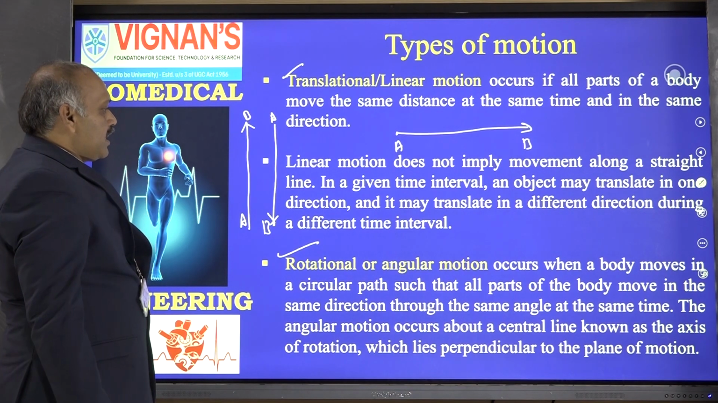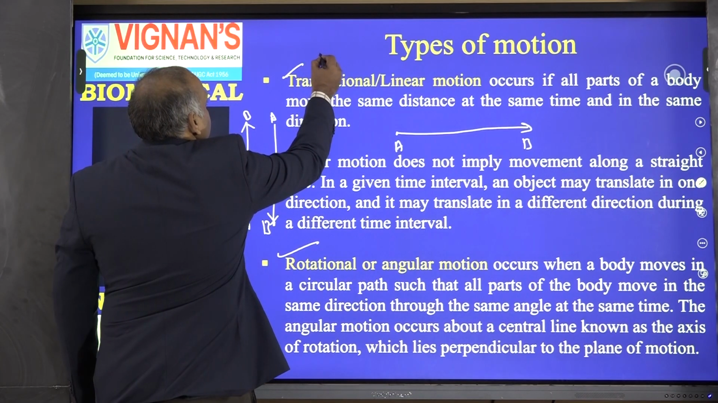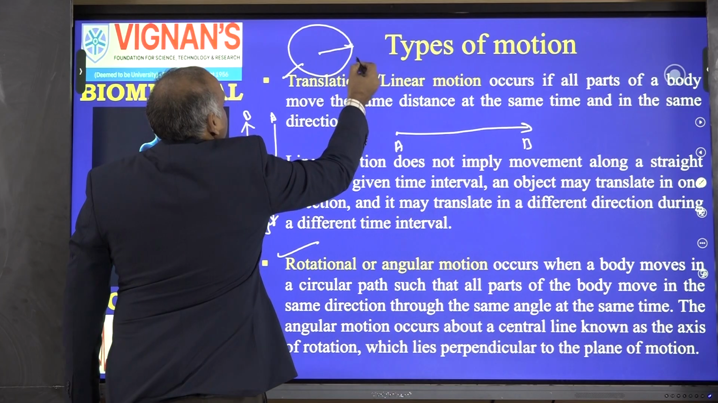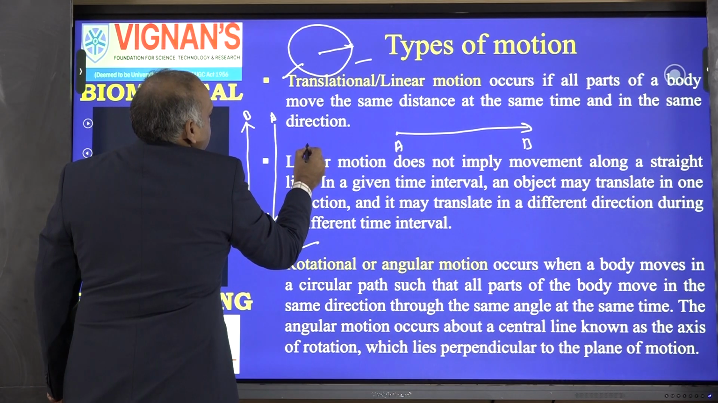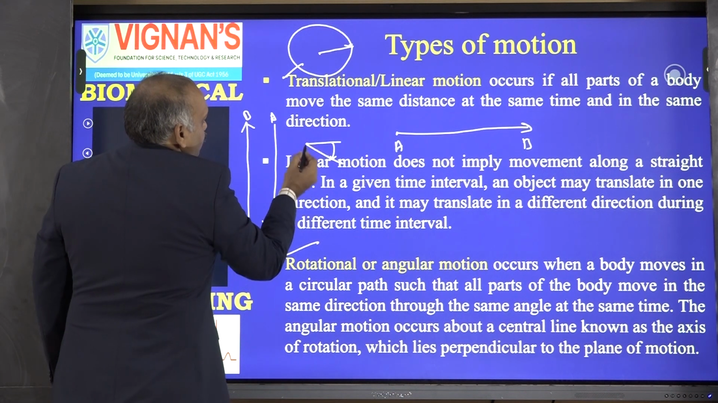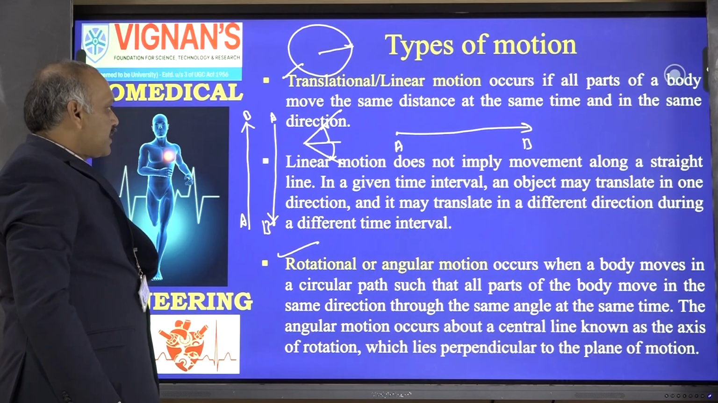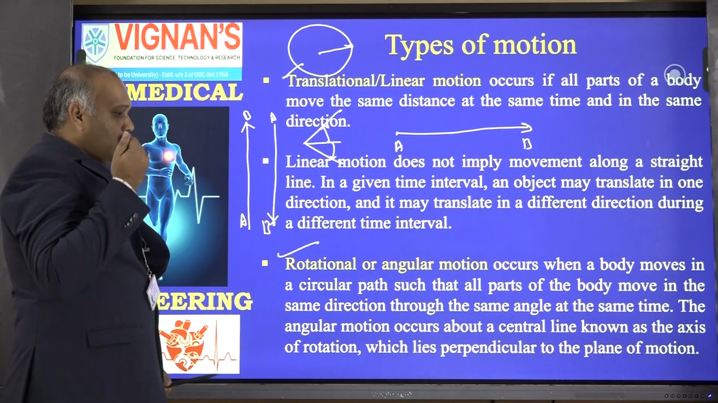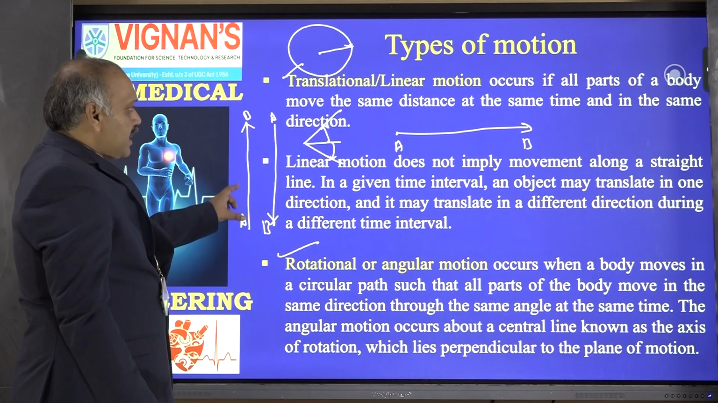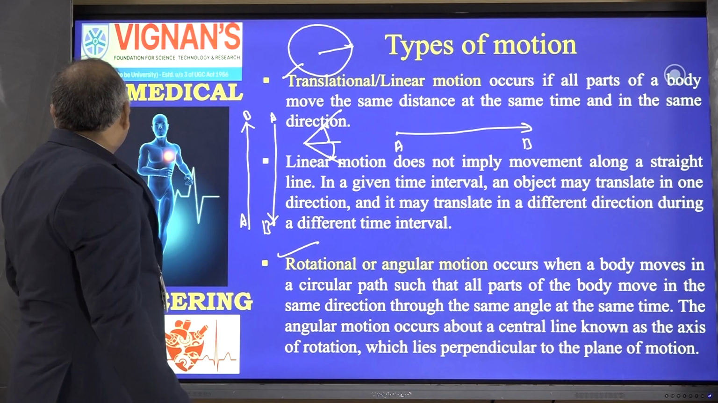The next one is rotational and angular motion. Whenever the body moves in a circular path, either in circular motion or semicircular motion, with a fixed point of movement, this is called rotational motion. It could be, for example, flexion or extension of the elbow or the leg, which we will see in detail later. Just for our understanding I drew this, that is rotational and angular movement.